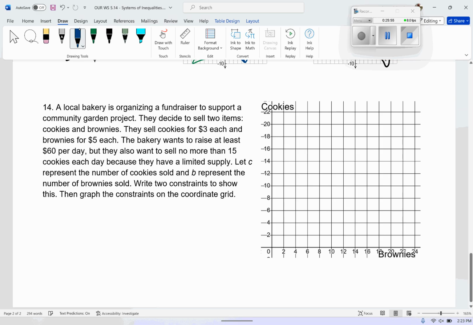Last question. Can we do it? I don't know. All right. A local bakery is organizing a fundraiser to support a community garden project. How kind of them. They decide to sell 2 items, cookies and brownies. So you have cookies and brownies. Okay, they sell cookies for $3 each. They sell brownies for $5 each. The bakery wants to raise at least $60 per day. Could they raise more? Yeah.